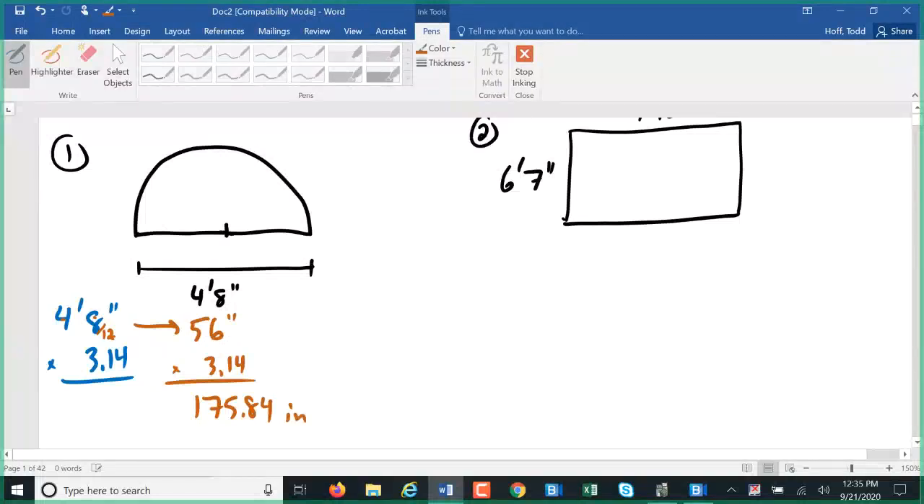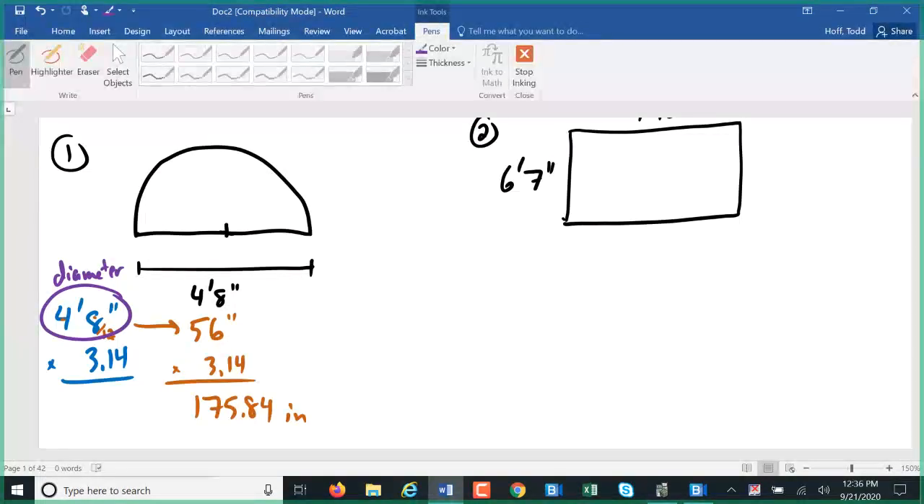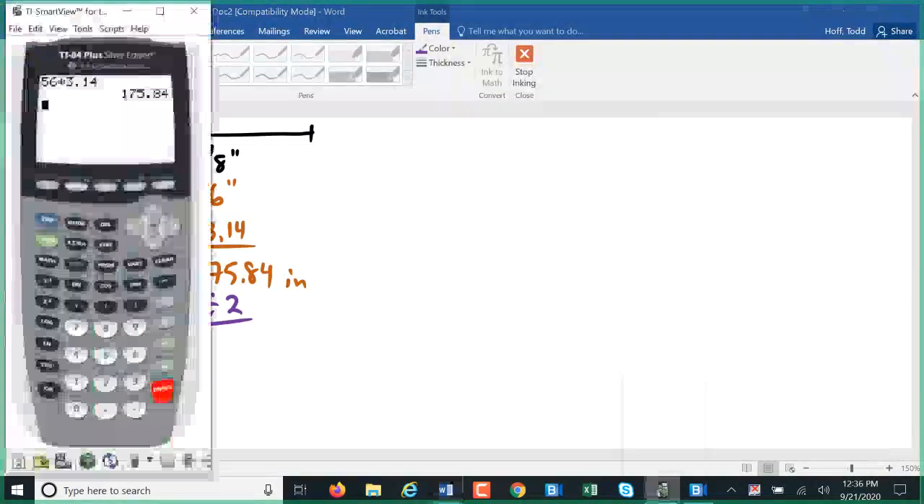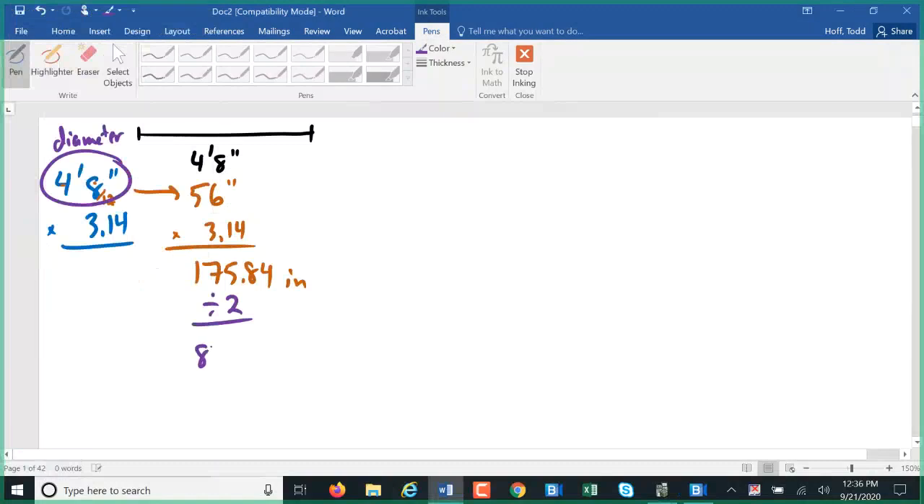Well, let's look at what that really gave us. This was the diameter of a circle. And when we multiply the diameter times pi, we get the circumference of a circle. But we get the circumference of a full circle. What we have here is only half a circle. So we have to divide that by 2 to give us 87.92 inches.